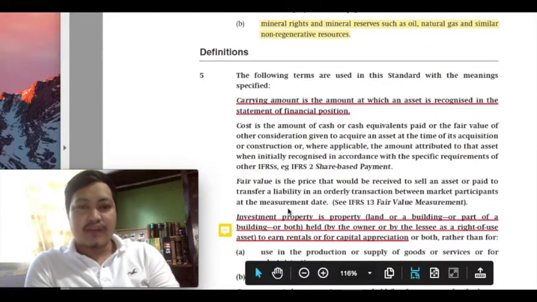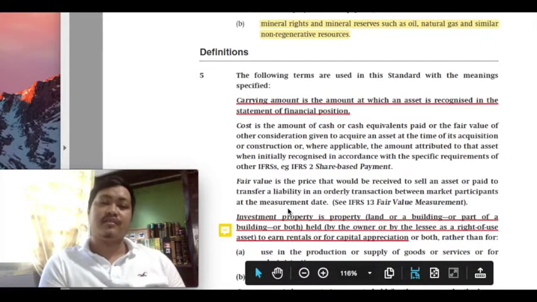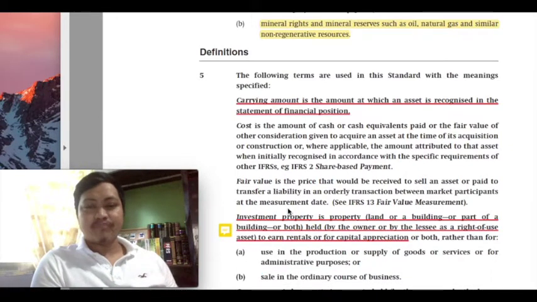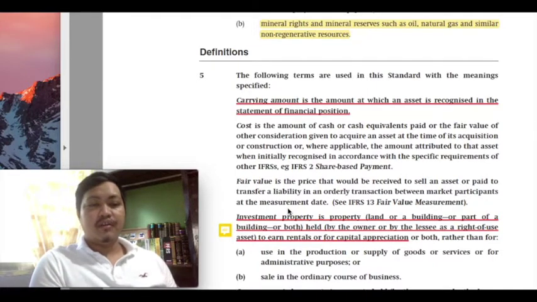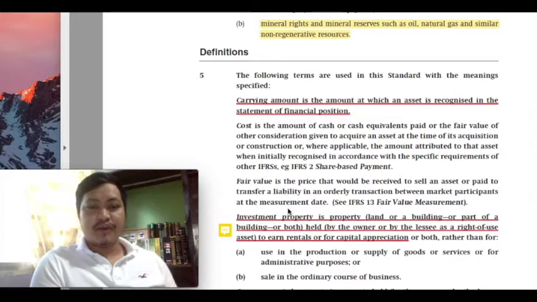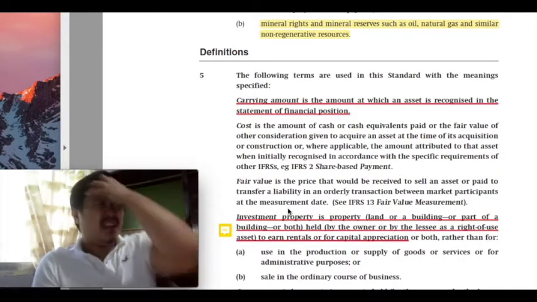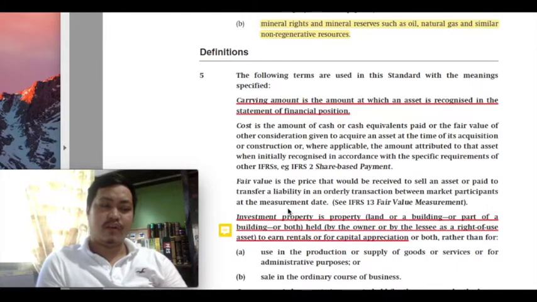I've underlined here the definition of carrying amount to highlight the fact that this is really the definition that we will keep on encountering for carrying amount moving forward, class. Okay, it is the amount for which an asset will be recognized in the statement of financial position. Now going to the definition provided for investment property, class, we will break this down because this would be a significant part of our discussion.